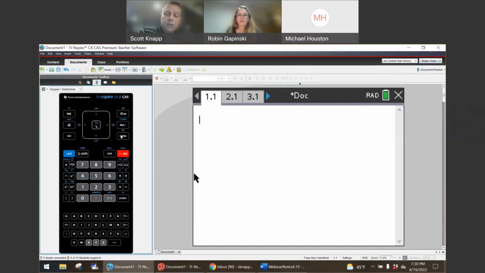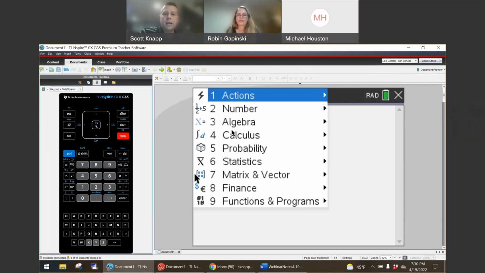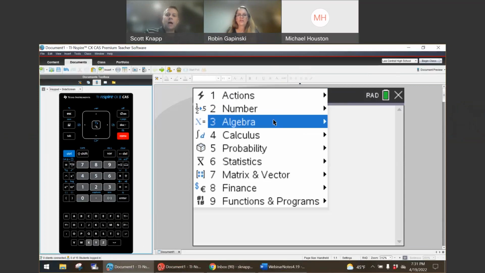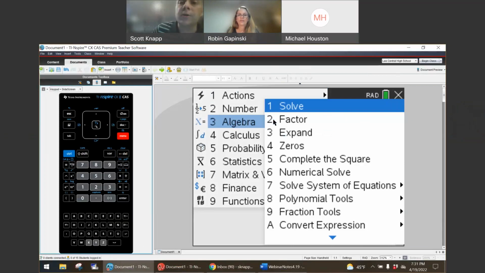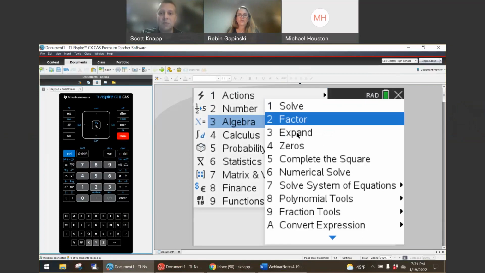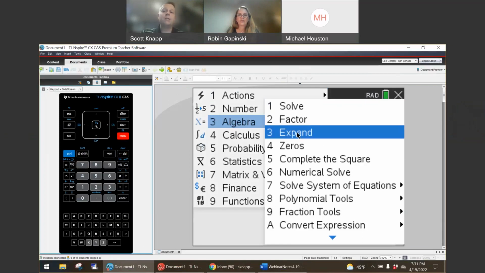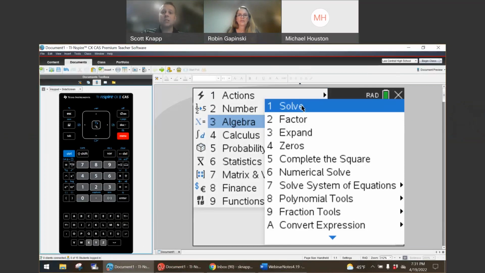If you're on a calculator screen and you press menu and slide down to algebra, that's where you're going to find a lot of the tools you can use with your computer algebra system on your handheld or software. These first three are what I call the big three. I probably use them in this order: the tool I use the most is solve, and then factor and expand. But I'm actually going to go in reverse.